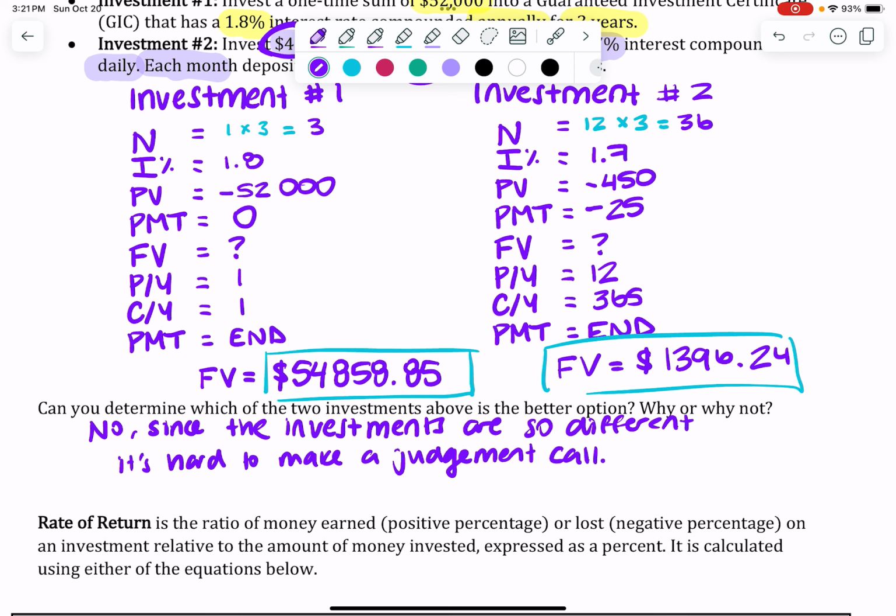We invest in a business. The business doesn't do well. Our money value goes down over time. So rate of return can be negative.